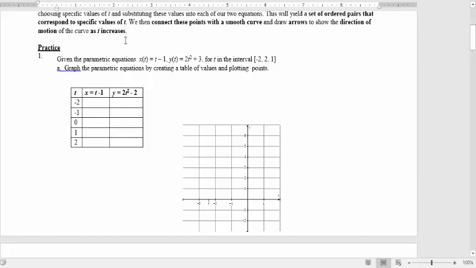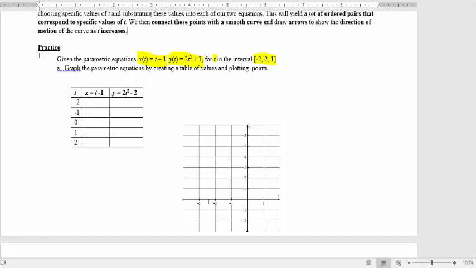In this case, we've got parametric equations x of t equals t minus 1 and y of t equals 2t squared plus 3. And they want us to graph it in the interval from -2 to +2, counting by ones. That's just our graphing calculator notation: T minimum, T maximum, T scale. So you're going from -2 to 2, counting by ones. You can see my table here.